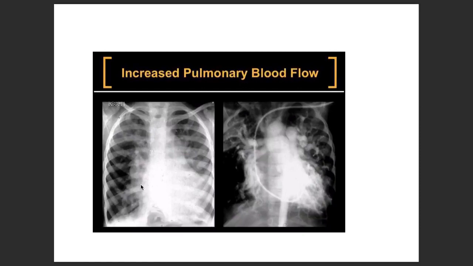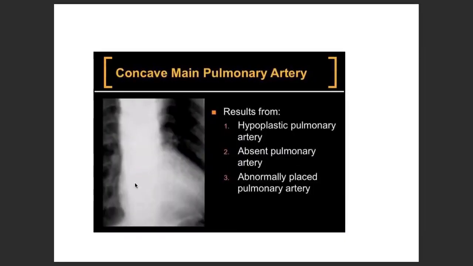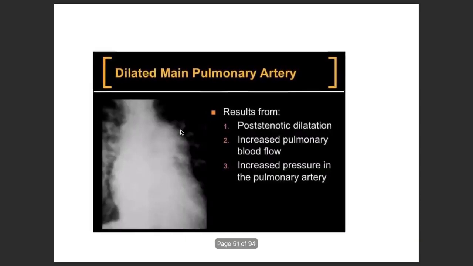In such cases, for example in this one, which is a special one, the diameter of the RDPA, I mean the right descending pulmonary artery, is bigger than the diameter of the trachea. So always use them as references. If you notice the trachea size here and the right descending pulmonary artery, of course the RDPA is bigger than this. So similarly, what is happening over here? There is a concave main pulmonary artery. It happens in conditions such as hypoplastic pulmonary artery, absent pulmonary artery, or abnormally placed pulmonary arteries. And then comes the dilated main pulmonary artery, due to post-stenotic dilatation or increased pulmonary blood flow, and also in cases of increased pressure in the pulmonary artery.